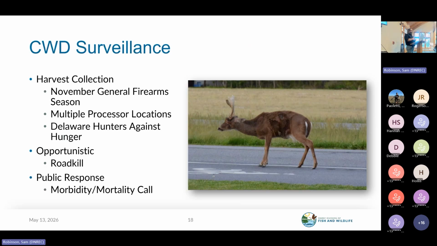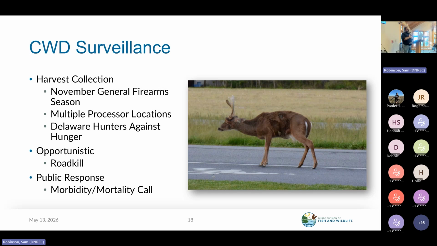CWD surveillance, we've been doing this for quite a while. We typically do this with November general firearm season. A lot of you probably have seen myself or my cohort out of the processors in this area, coming up to you, hey, can we get your deer for sampling? Thank you all for helping us. It's you that we have been able to detect this. Okay, I want that to be understood. Thank you. I want to put that out there personally.